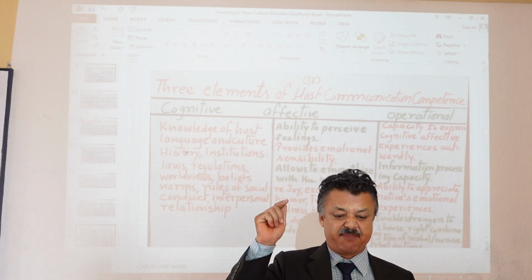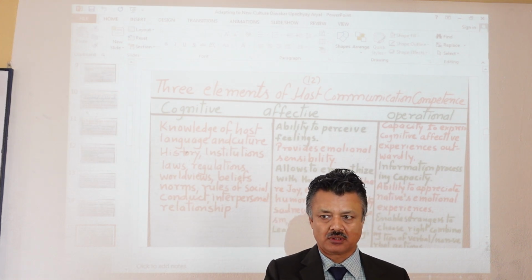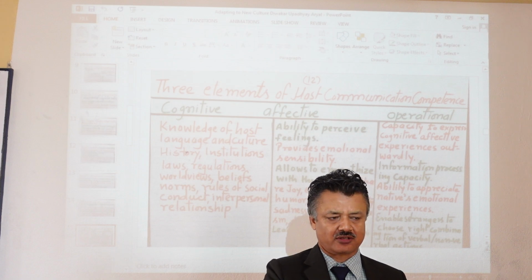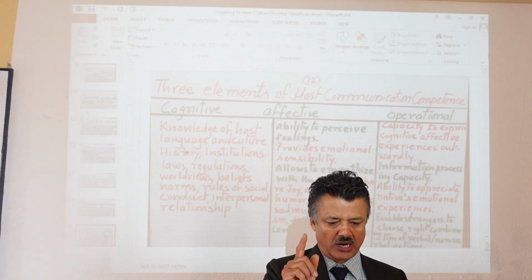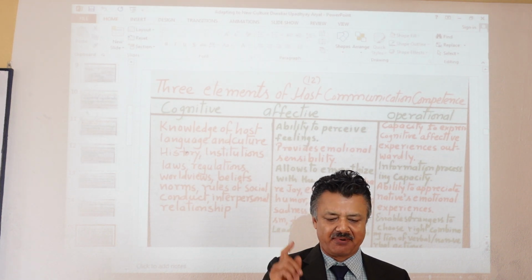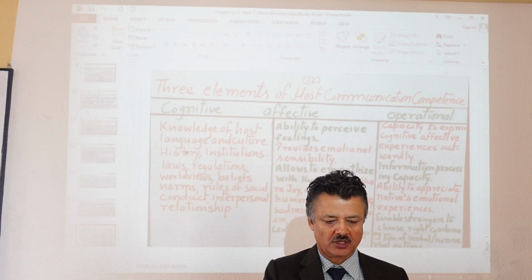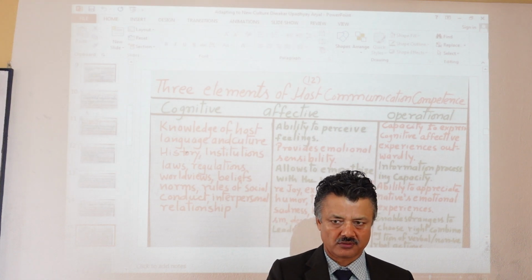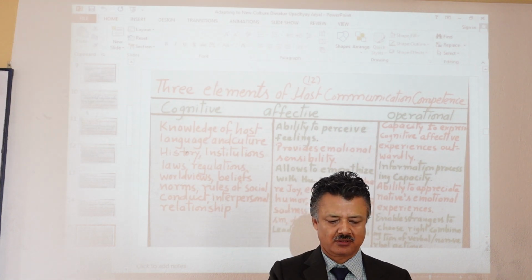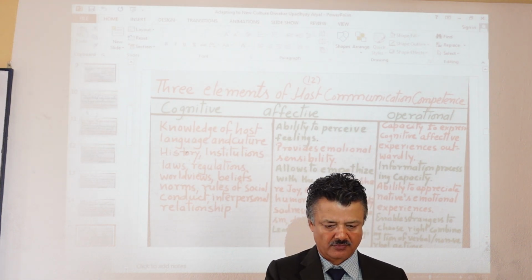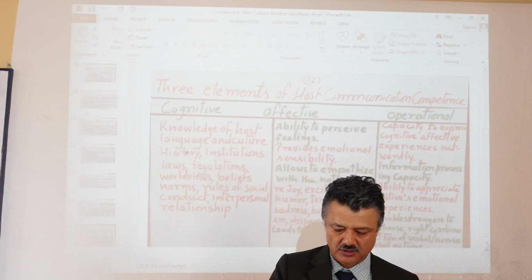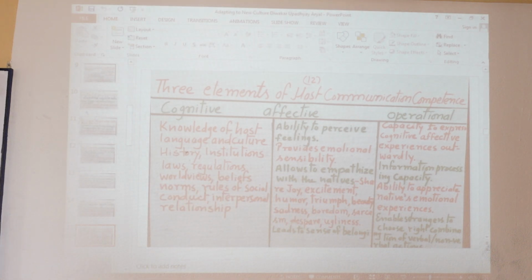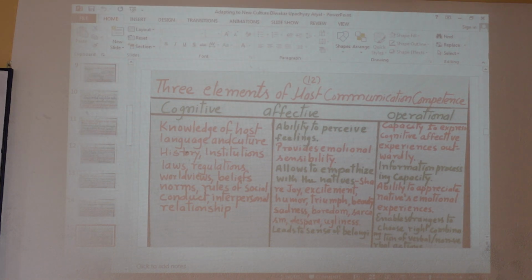Okay. Ability to express feelings outwardly. Ability to process information. Ability to appreciate others. Ability to choose verbal, non-verbal message. Ability to interact.